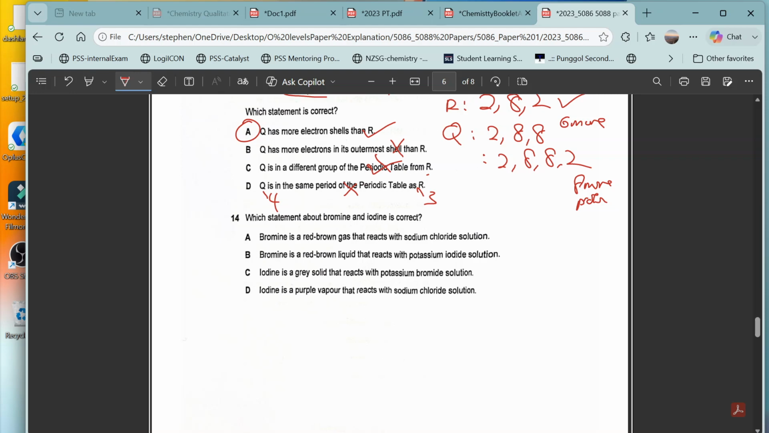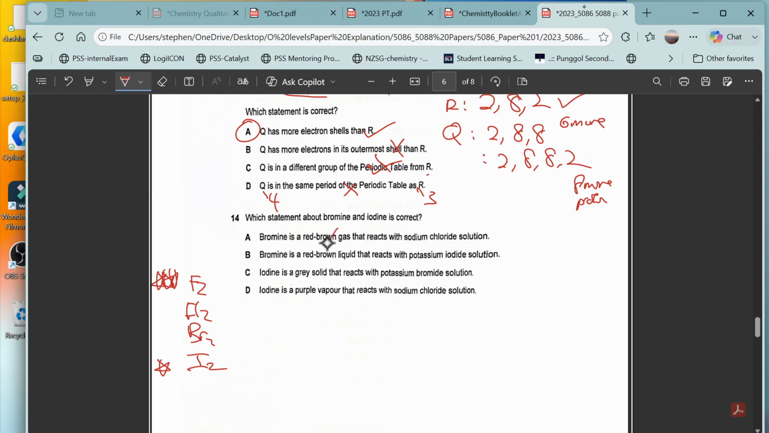Question 14 is a group 17 question, right? Can you remember? Fluorine, chlorine, bromine, and iodine. Which one is the most reactive? Look at your textbook, and this one is the most powerful one, the opposite of group 1. The most powerful one is F2. And the most reactive halogen can displace the halogen of the halide solution.